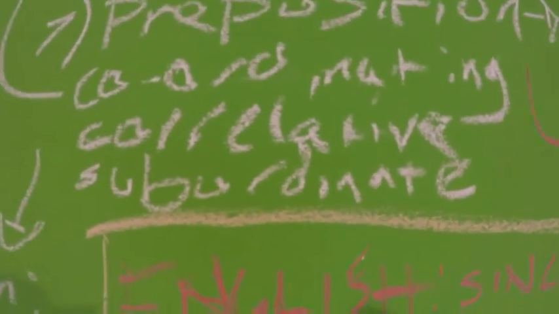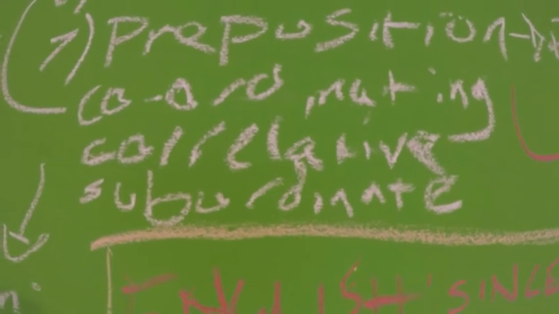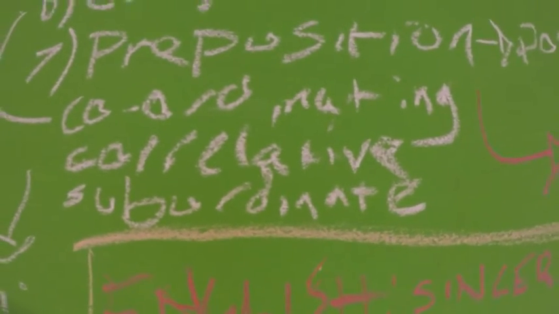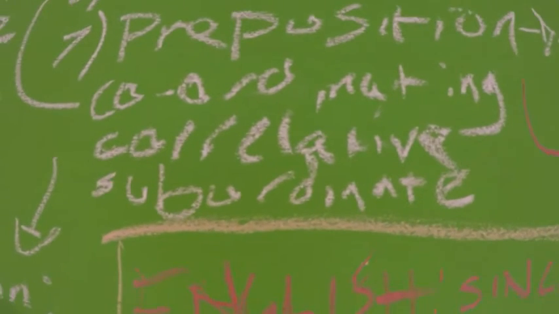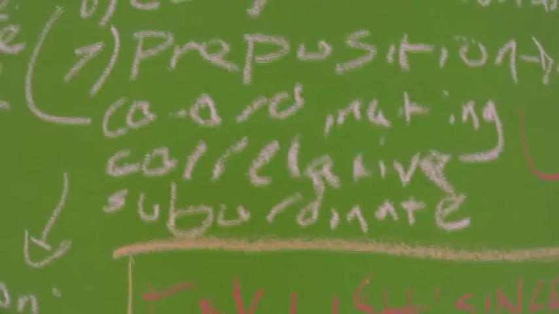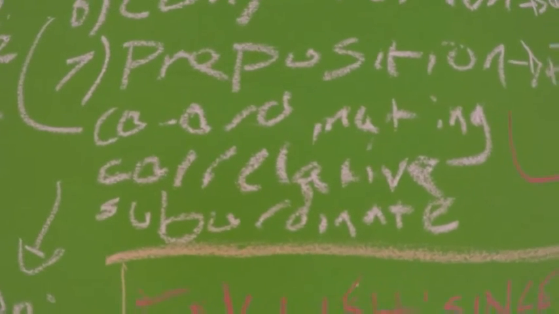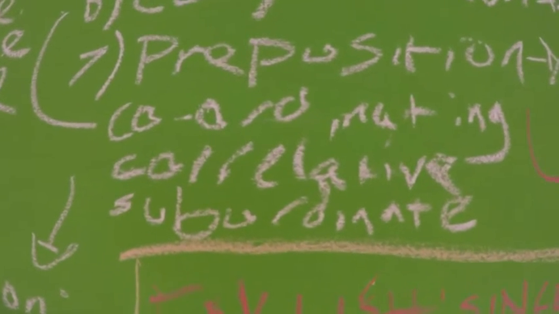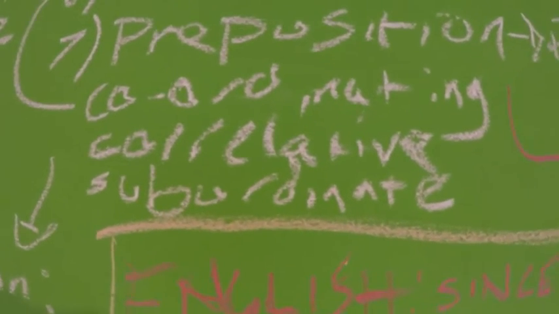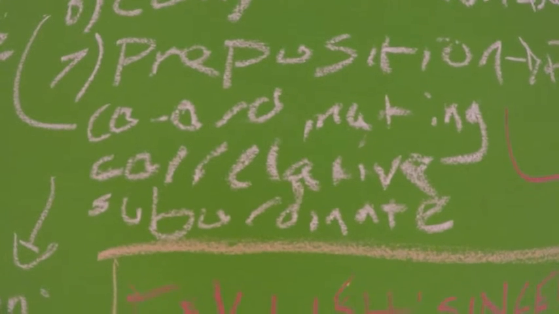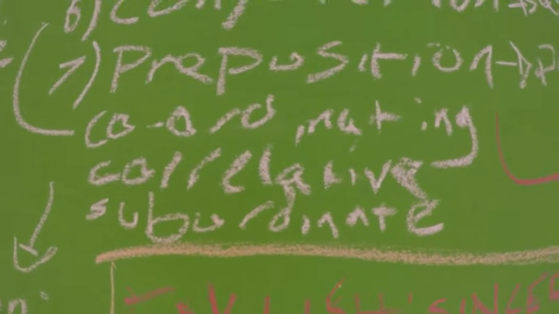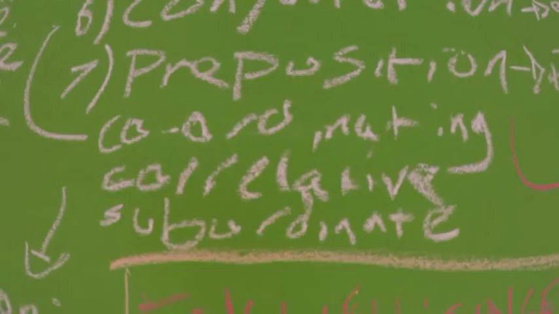And then you've got your subordinate conjunctions. Okay, so your subordinate conjunctions basically are in the business of subordinating dependent clauses to independent clauses. So we can use however as an example. John went to the shops, however it was closed.